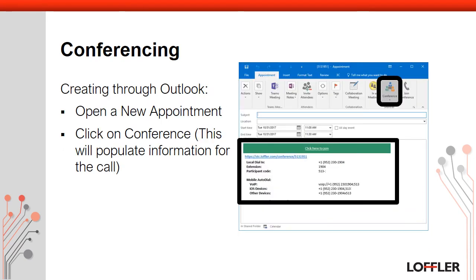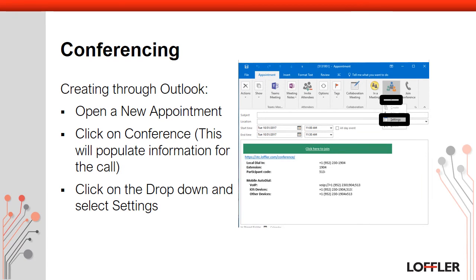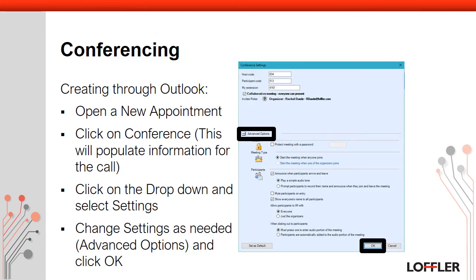To create a conference call through Outlook, open a new appointment on your calendar and click the Conference tab. This will populate information for your call. If you are doing an audio-only call, you may choose to delete the link and the Click Here to Join button. Click on the Conference drop-down and select Settings. Change the settings as needed.